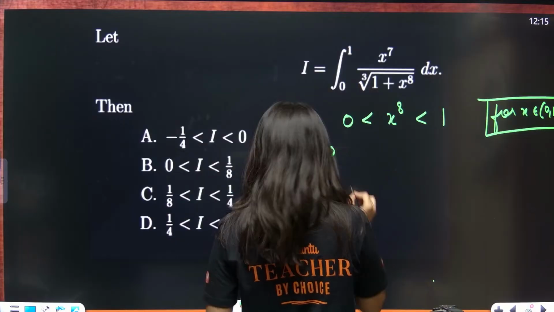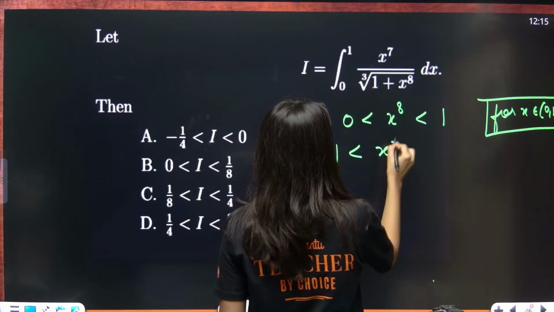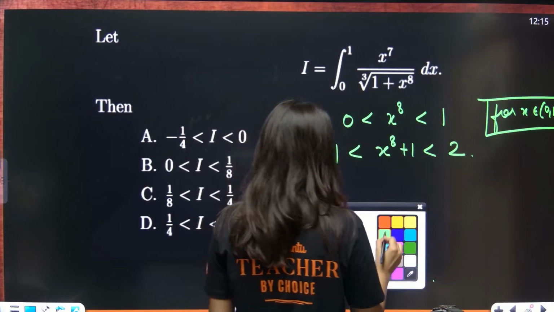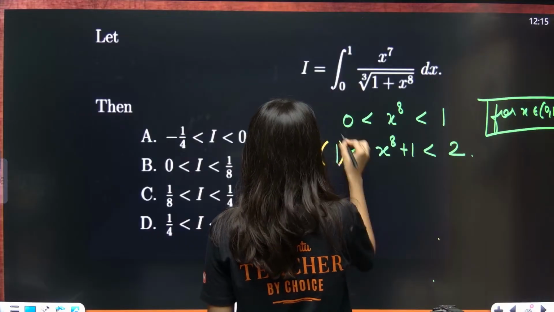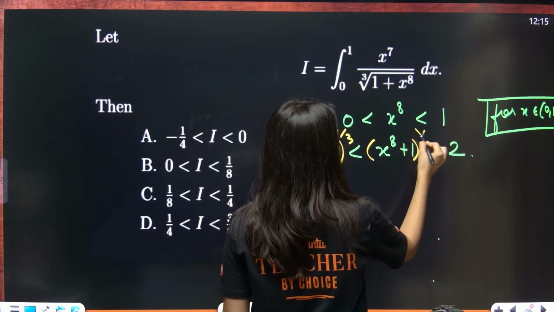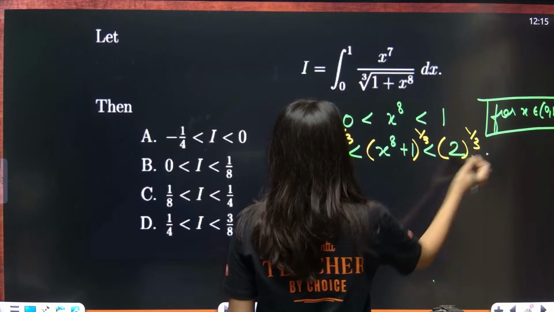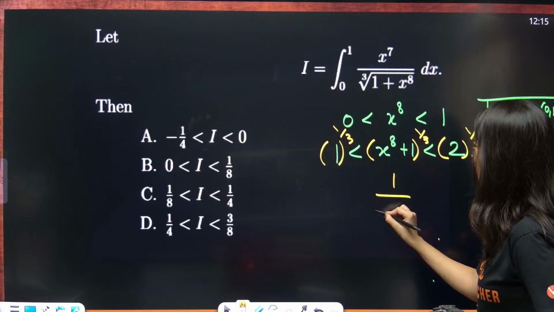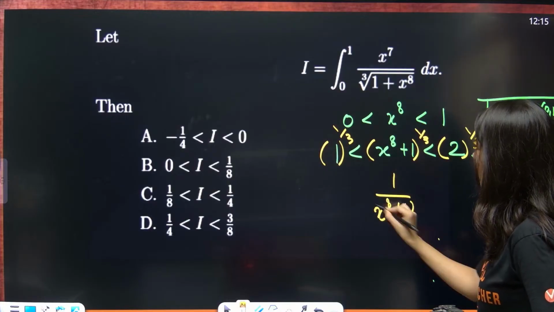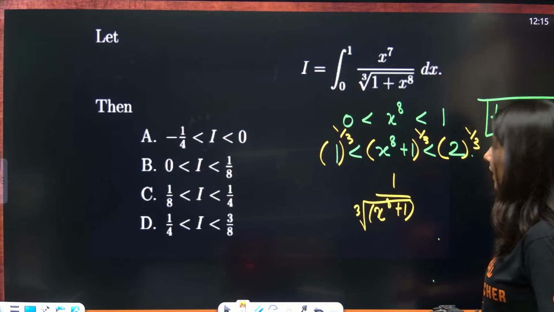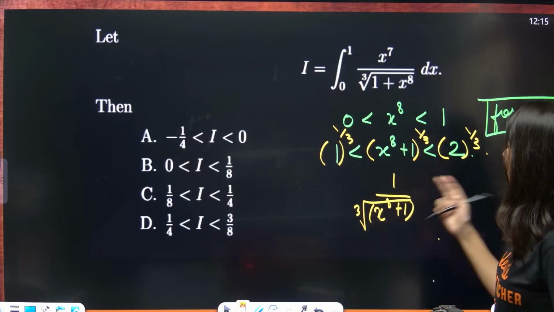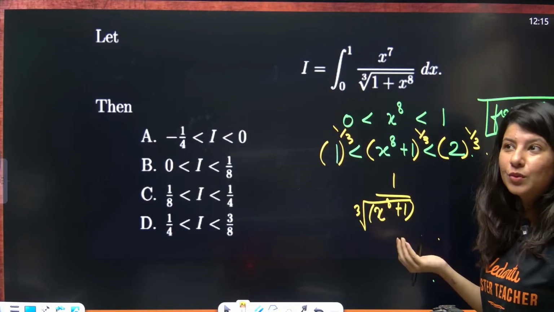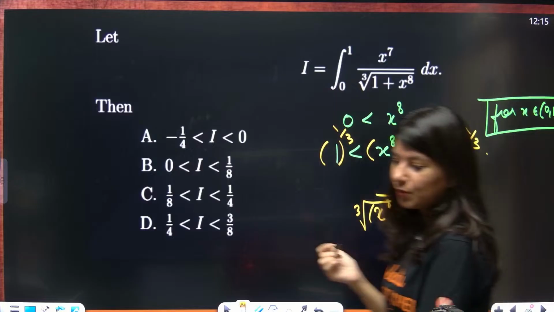So 0 plus 1 is 1, x raised to power 8 plus 1, and 1 plus 1 is 2. Now take cube root. So if you take cube root, 1 by 3 everywhere. Now what you need to do is take reciprocal. So 1 upon x raised to power 8 plus 1 cube root. Now if you take reciprocal, then what will happen? See, this is your 1 and cube root of 2.